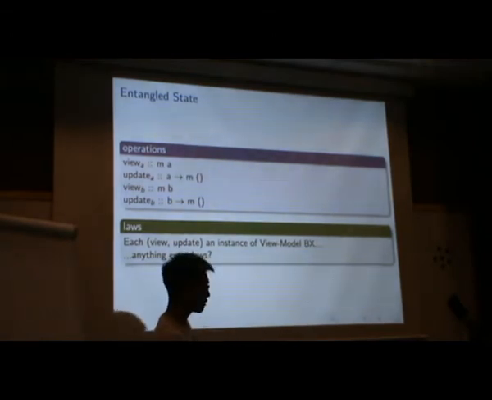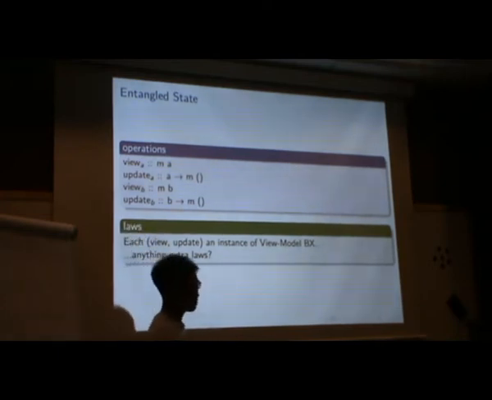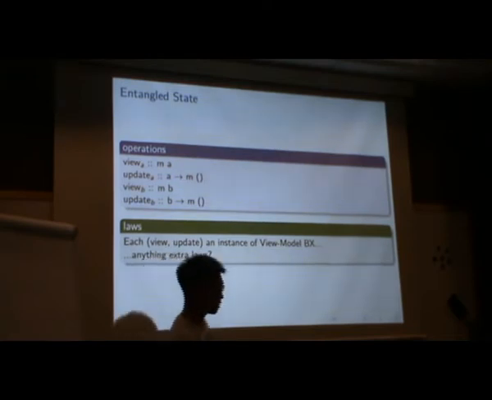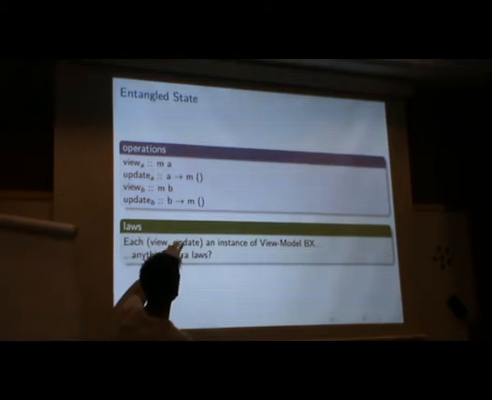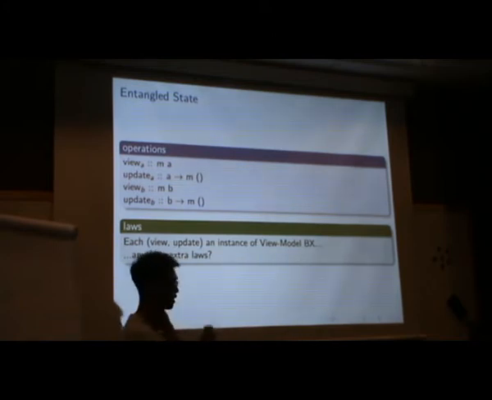So what that means, if we have two instances of state, we have two pairs of view update operations. So let's say, think of A and B as memory cells, if you will, and they're entangled in this way. So these are the same view and update operations as before, but they're now parameterized by their respective memory cell, if you like, A and B. And so you might ask, what are the laws now of this two view, one model BX?